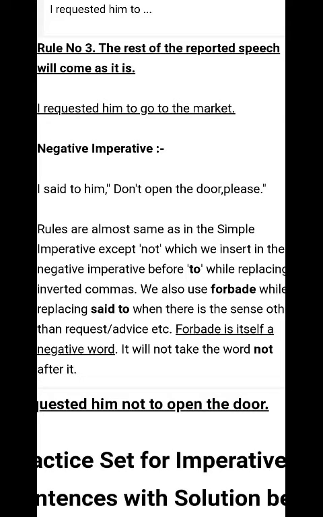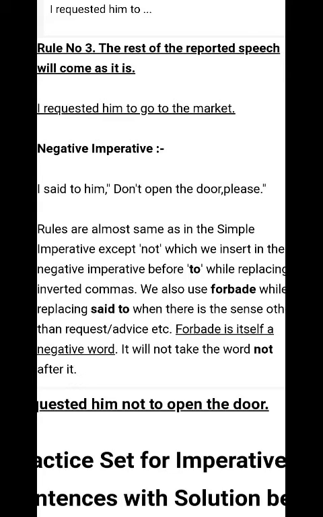Grandpa told Suman sir, "Don't run in the sun." So it can be written in two ways. First, Grandpa advised Suman sir not to run in the sun. Or you have to write that Grandpa forbade Suman sir to run in the sun. So that's how the whole thing is going to be.